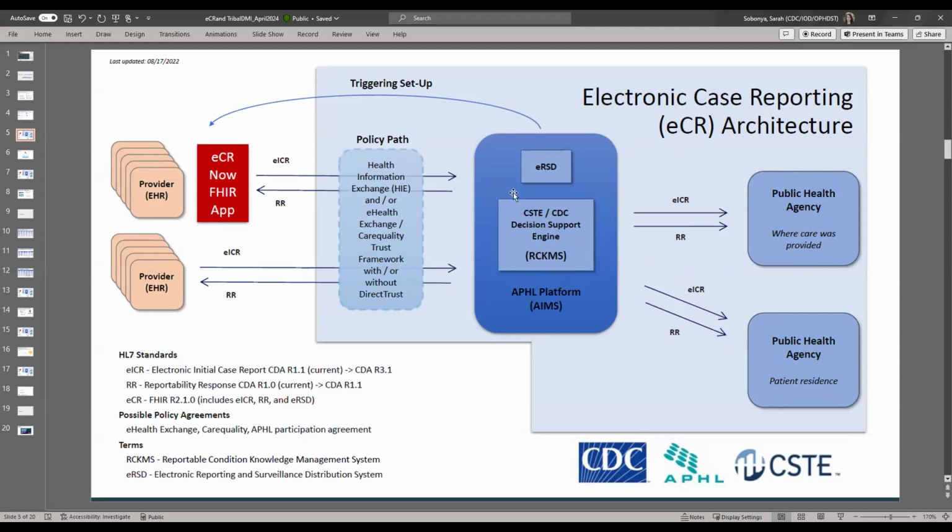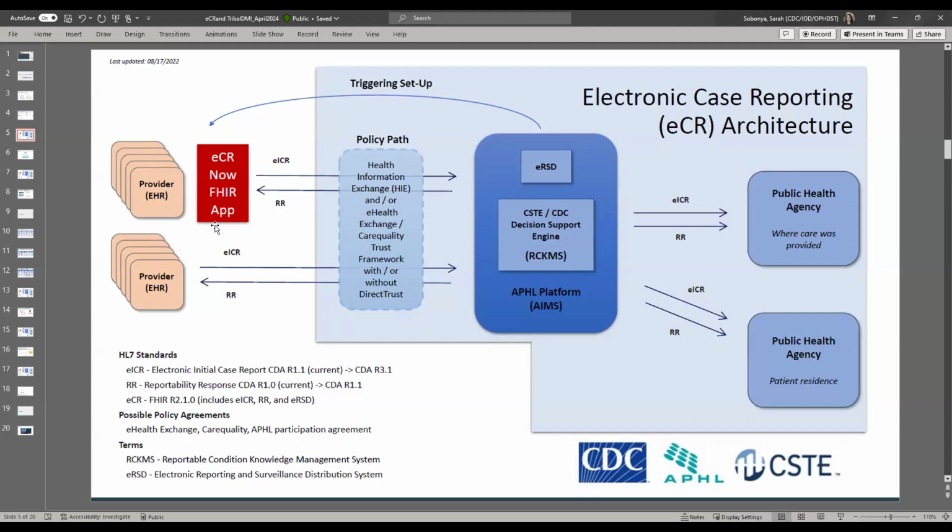So the way the data flow works is you start with the healthcare provider on the far left. The provider enters something into the electronic health record software. Just could be a diagnosis, it could be a lab test order, it could be a lab test result, something like that. And we'll talk about what trigger codes could be.